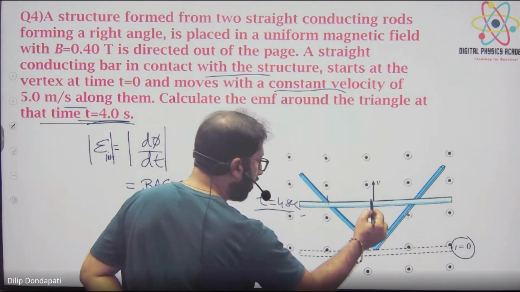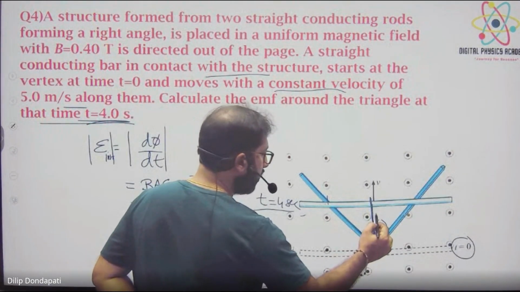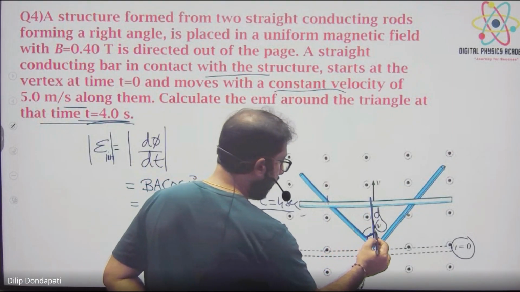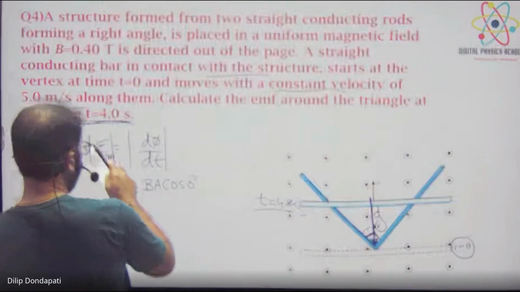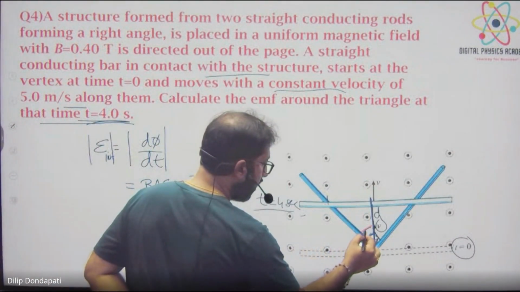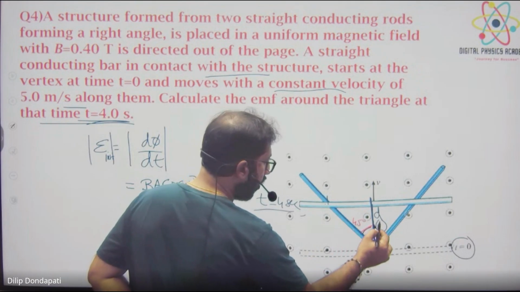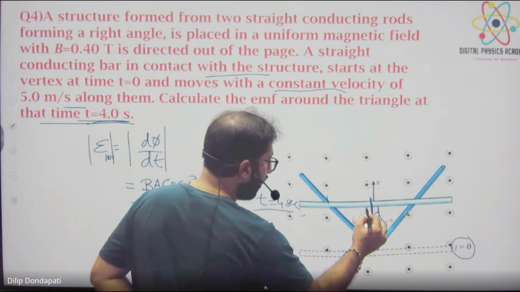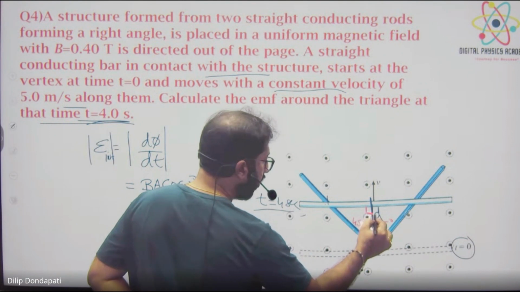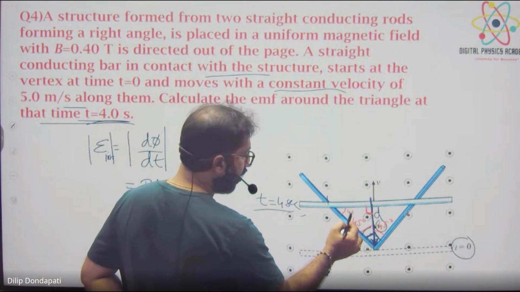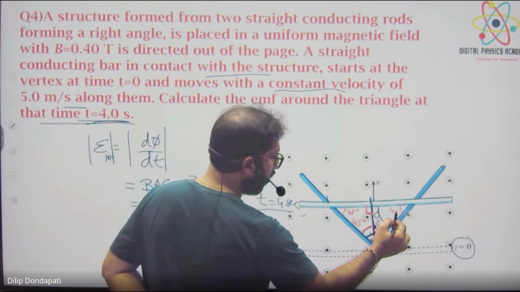Exactly, I'm drawing one perpendicular bisector. This is d, d is the distance. This angle is how much? Since it is a perpendicular bisector, this angle is 45. This is also 45, and this is 90. Right? If this is 45, this is 45, it means this is also 45.